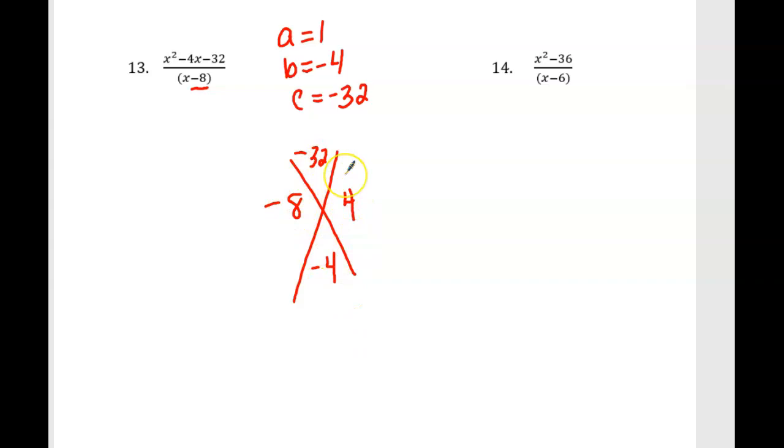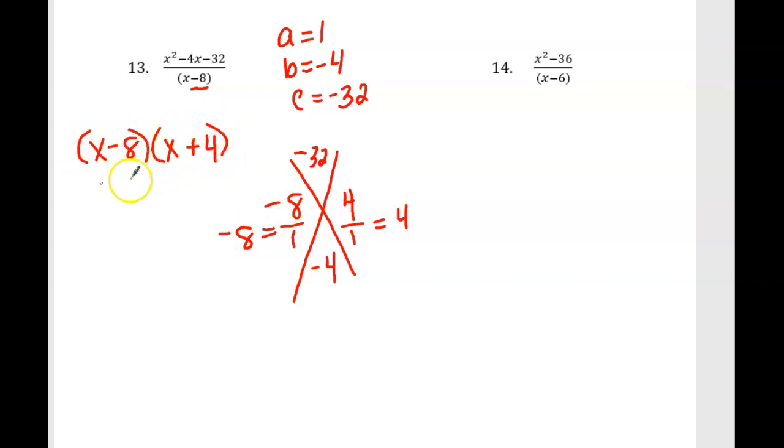Negative 8 times 4 is negative 32. If I add them, I get the negative 4. I divide by that leading coefficient. All right, so when we factor it, it's x minus 8 and x plus 4. All right, we divide, and we end up with just x plus 4.